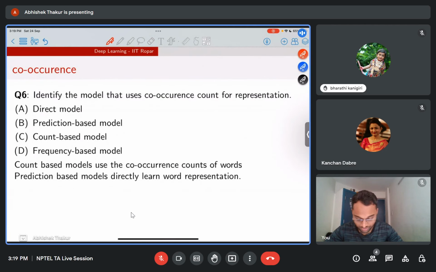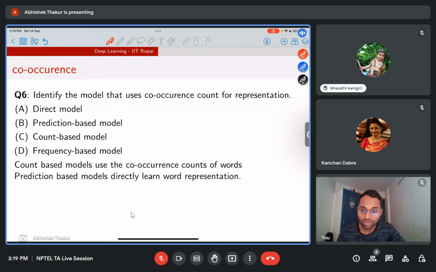Now we'll move on to the next question, which is based on co-occurrence. Identify the model that uses co-occurrence count for representation. There are two kinds of models, count based models and prediction based models. The count based models, whatever we have studied, use the co-occurrence count of words, and they create a co-occurrence matrix of which words occur with which context.